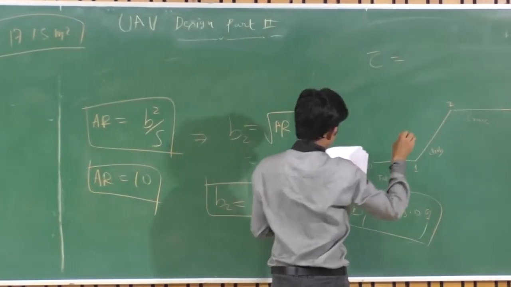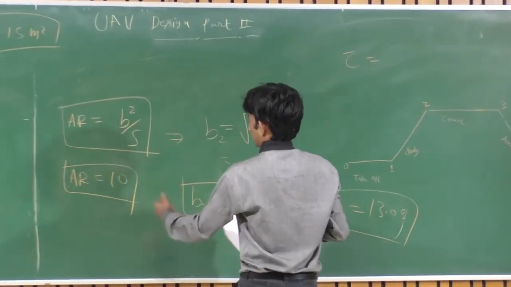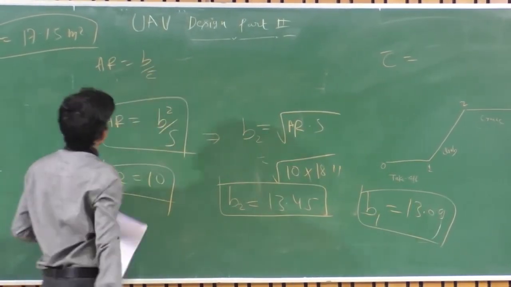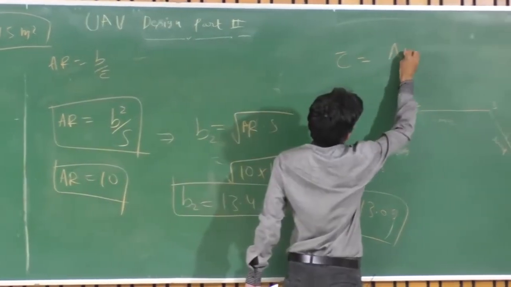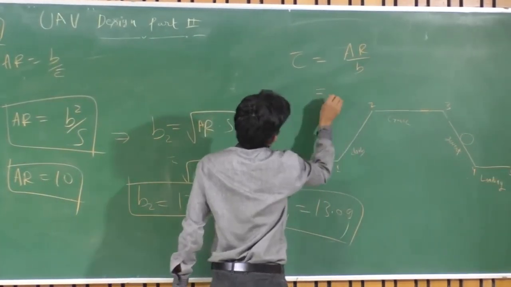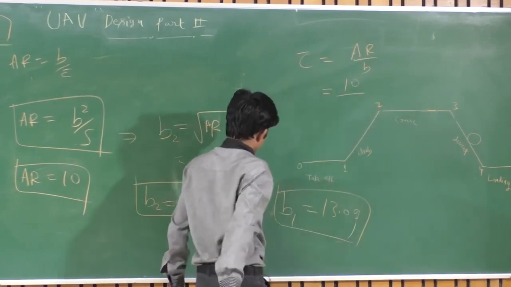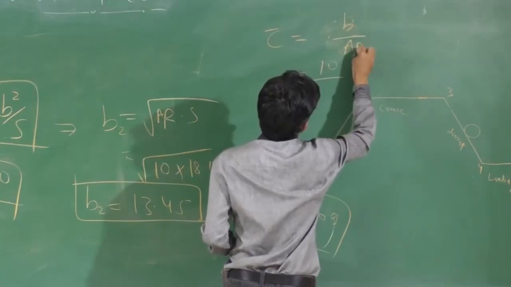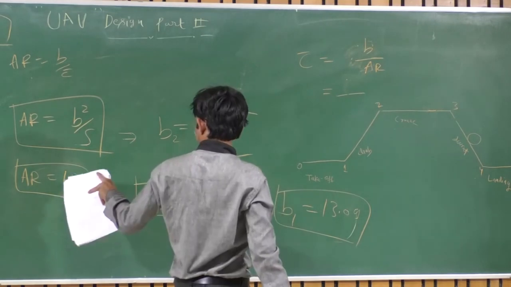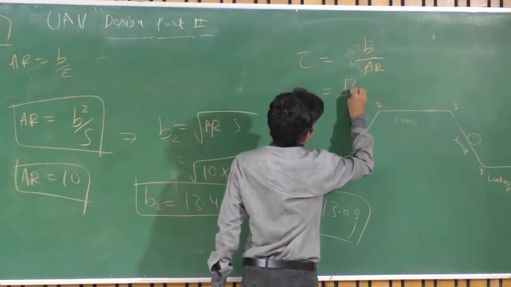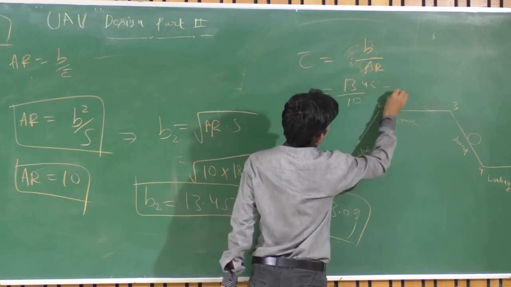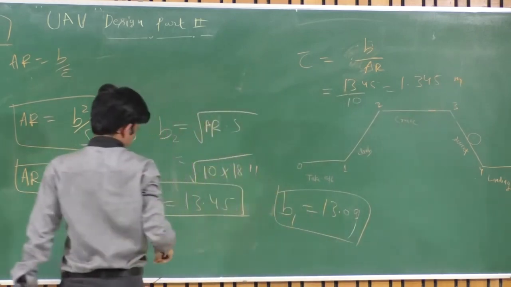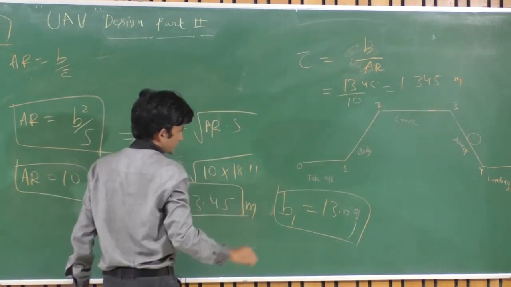So C bar will be nothing but from this equation. For rectangular wing, aspect ratio already I told you B by C bar, right? So C bar will become B by aspect ratio. So aspect ratio is 10. B you have found out, right? How much? 13.45 just divided by 10, 1.345 meter. You have to be very specific in terms of unit. It is meter everywhere.